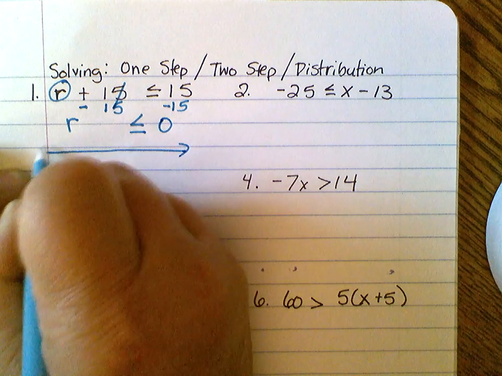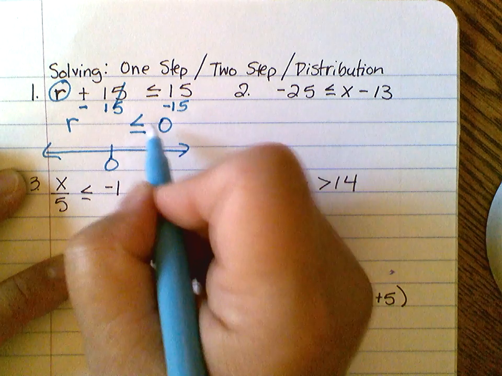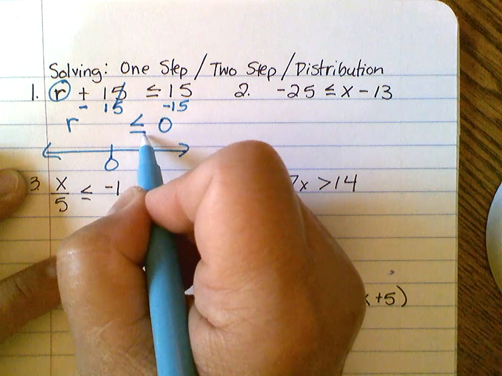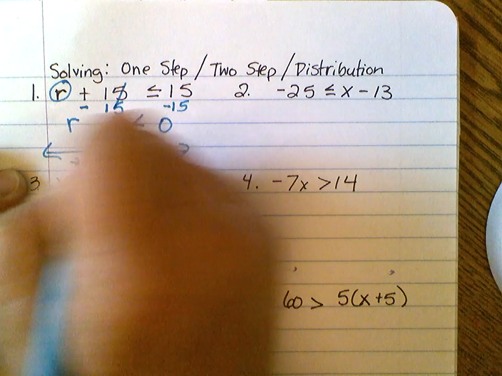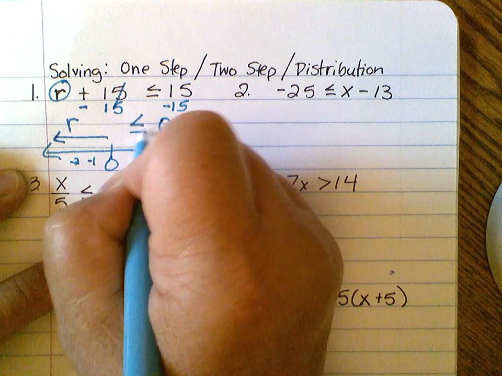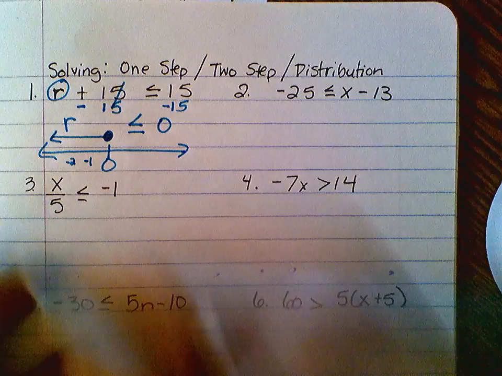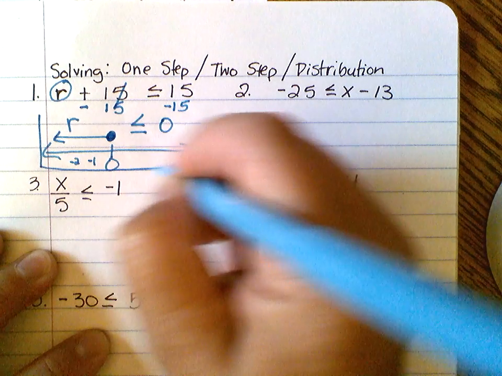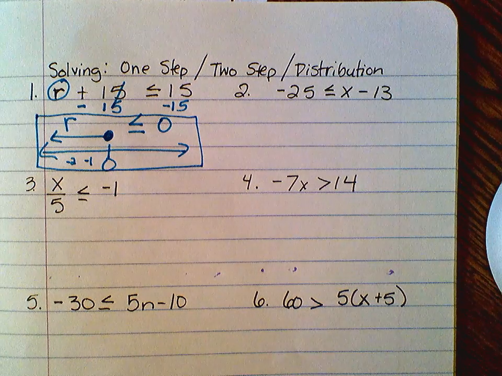Now, what is that going to look like on the number line? I'm going to put 0 here. I want all the numbers less than or equal to 0. Less than are all the numbers this way, and then 0 is included because of the or equal to. So here is my solution as an inequality and a graph.